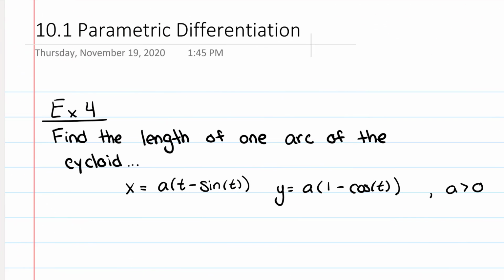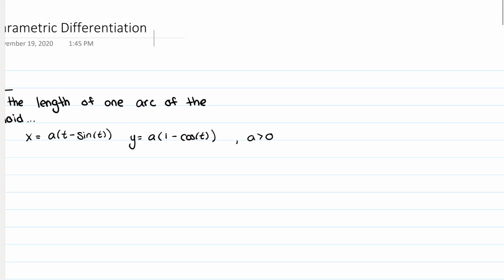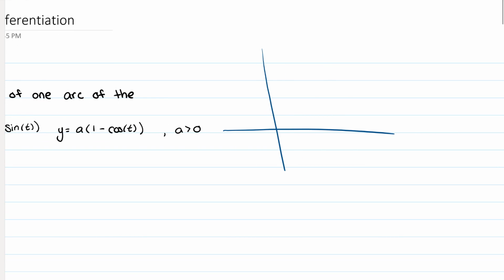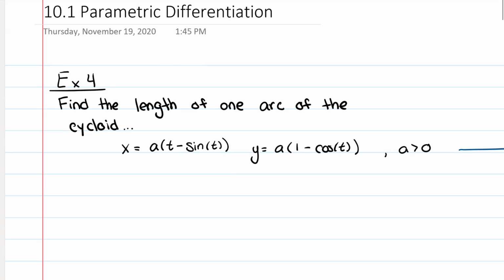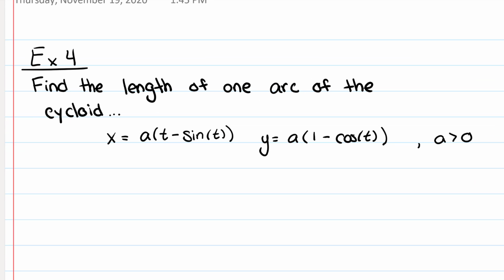10.1, example 4. In this example, we're going to determine the length of one arc of a cycloid. So recall from the last video that a cycloid looks something like this, and it repeats over and over. And what we're going to want to do is go ahead and find the length of one arc regardless of what a is. We have the two equations, x equals a times (t minus sine of t), and y equals a times (1 minus cosine t).